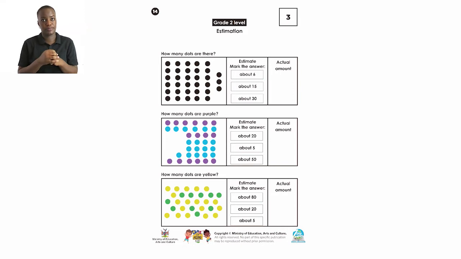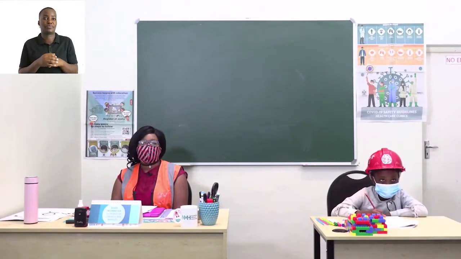When you're done circling your answer, I would like you now to count the balls and actually get the answer. Your actual amount will be in the box there next to your guess. You're going to do that for all 3. And remember to read the instructions that you are given, as well as to be honest and just guess first. Let's move on to number 15, page 15.